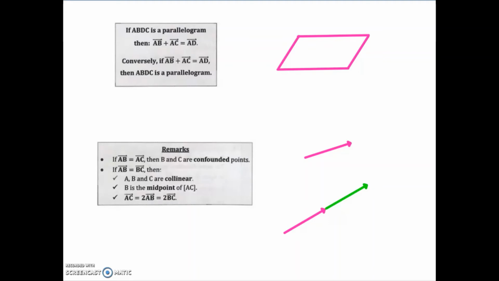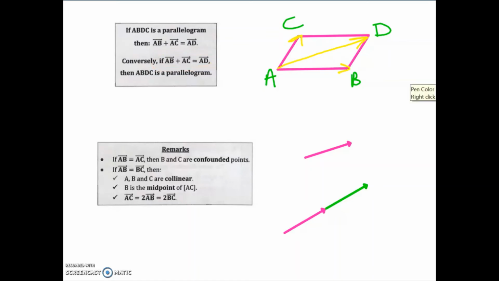Now, if we have ABDC given to be a parallelogram, as we said, we have to name the parallelogram in order, so in a circular form. So let's start, for example, if this is A, start here with A, then this is B, then D, then C. If we have this a parallelogram, then we can say that vector AB plus vector AC is equal to AD, where D is the fourth vertex of the parallelogram. Conversely, if we have AB plus AC equal AD, then we conclude that ABDC is a parallelogram.